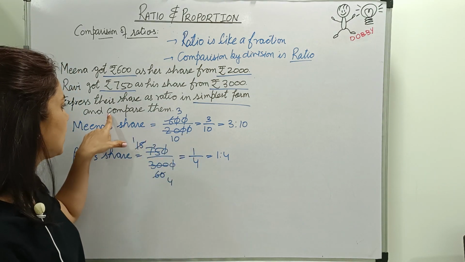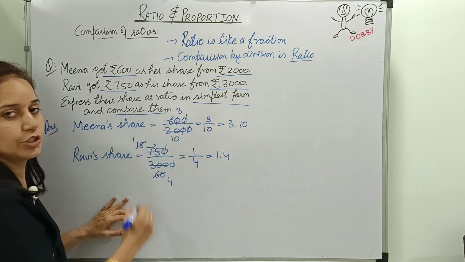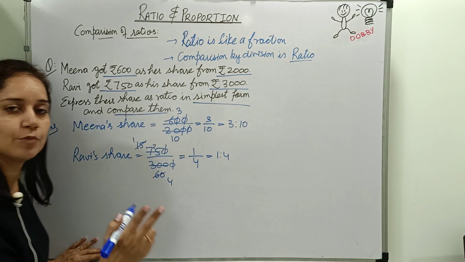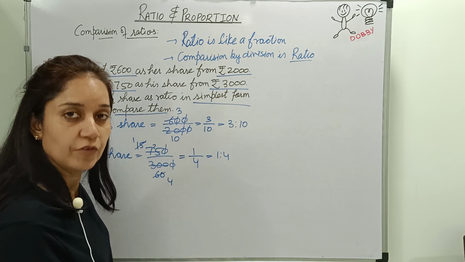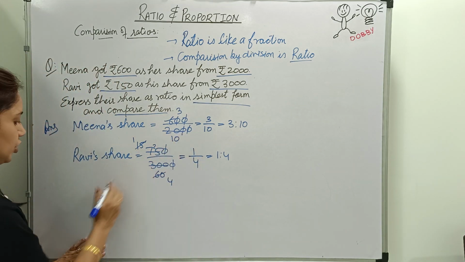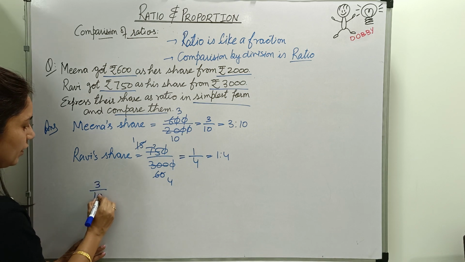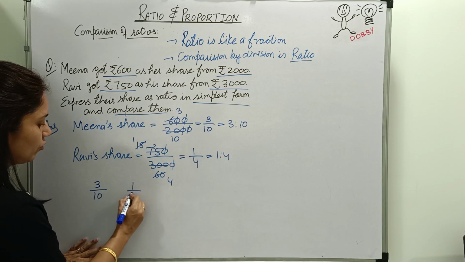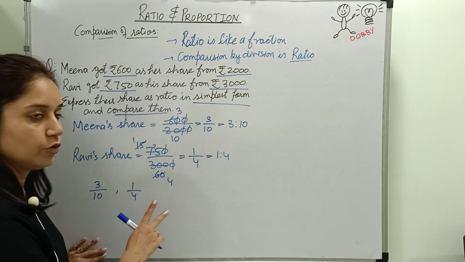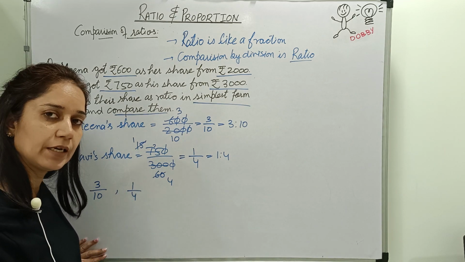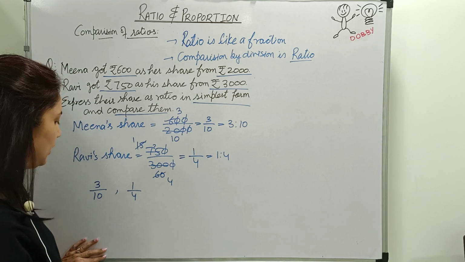Now the second part is asking us to compare their shares. For comparison, the first step is to write the ratio in fraction form. So let us write Meena's share 3 upon 10, Ravi's share 1 upon 4. We have to compare which is greater and which is smaller. Two ways, as I told you: you can take the LCM or cross multiplication.